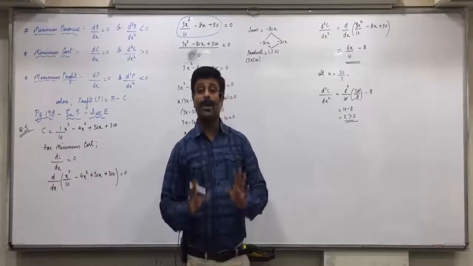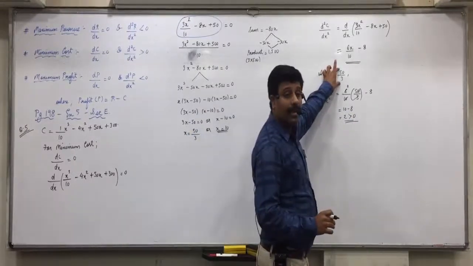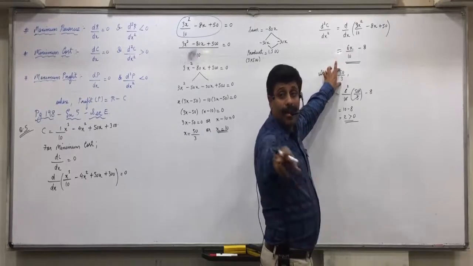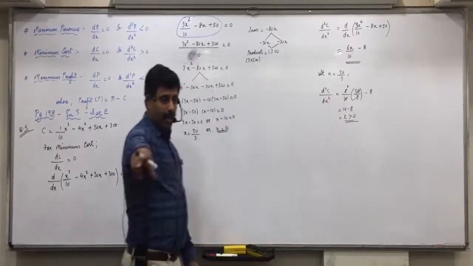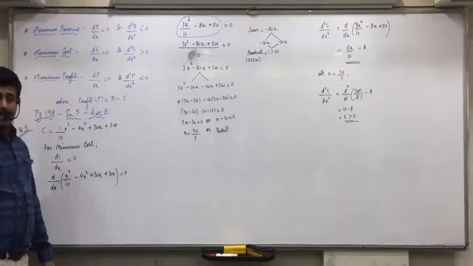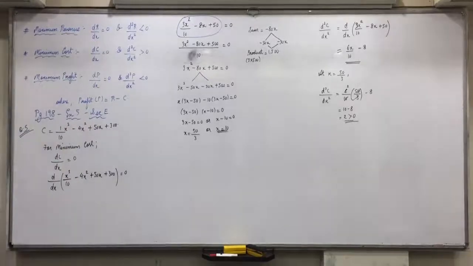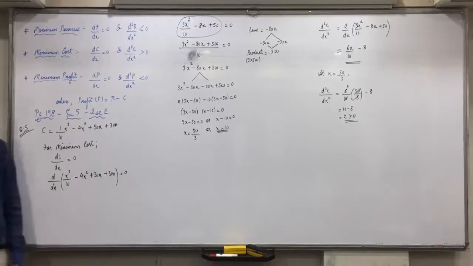So at how much production the cost would be minimum? 50 by 3, 100 tons. Because it's given per 100 tons. So write below that, thus at production of 50 upon 3, 100 tons, the cost will be minimum. Did you understand this, everyone?